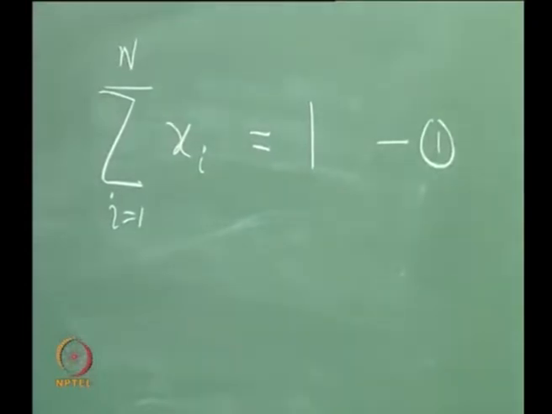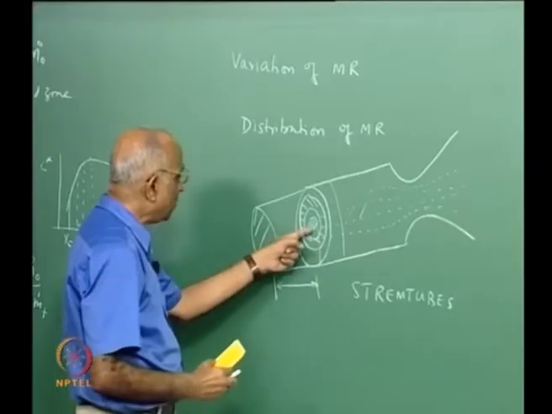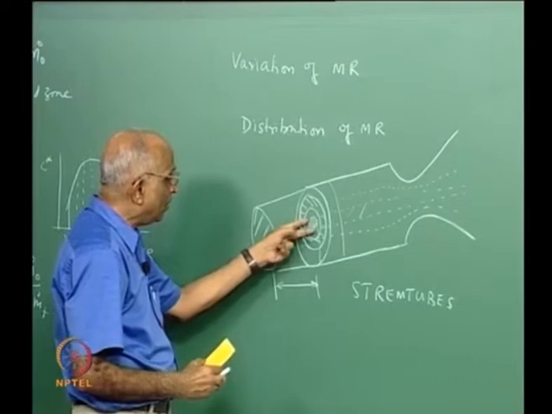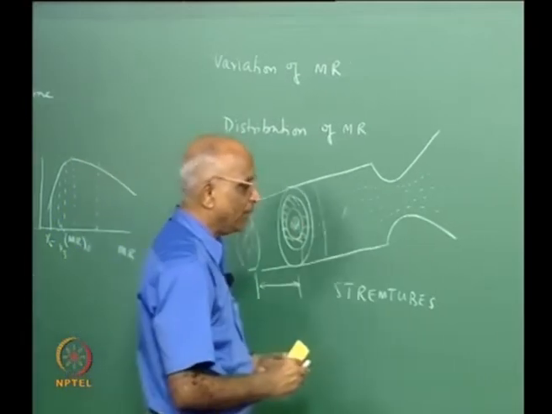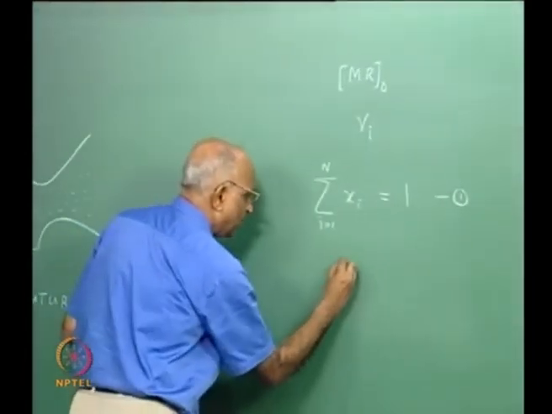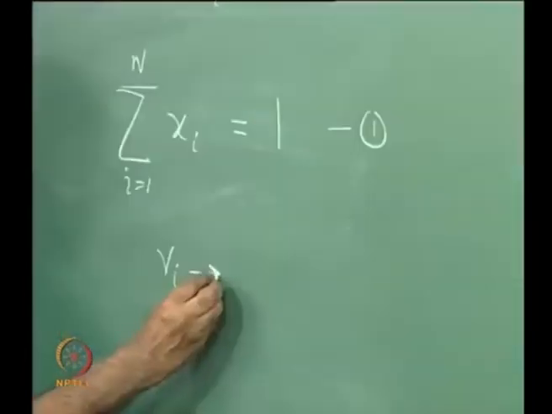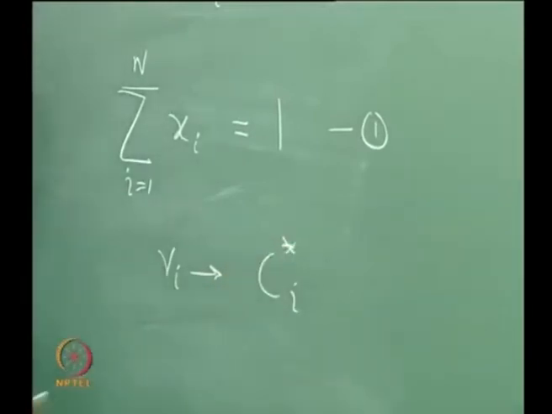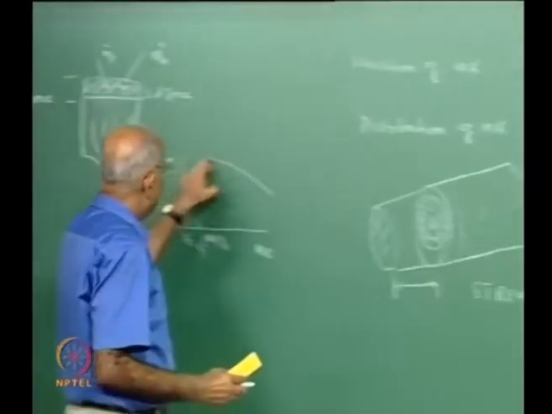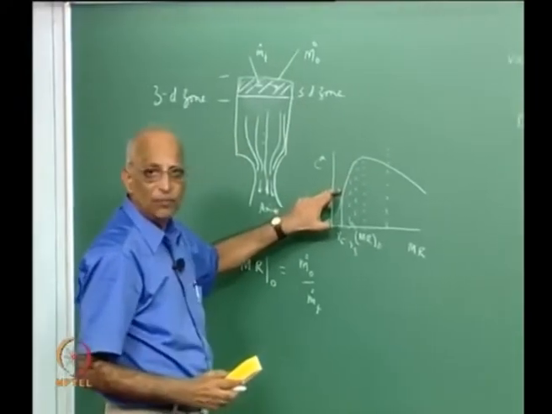And my second equation is, when I have a lower mixture ratio or different values of mixture ratio, at each mixture ratio, let us say Ri, the C star value would be Ci star. It is not going to be the optimum value, but it is going to be a different value.